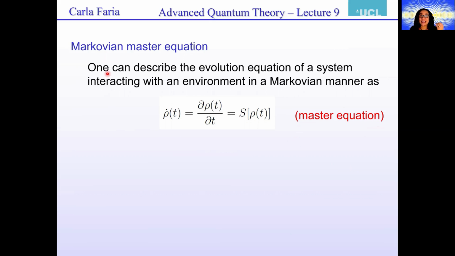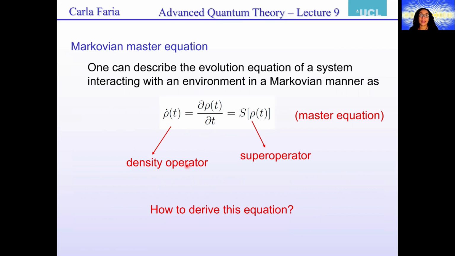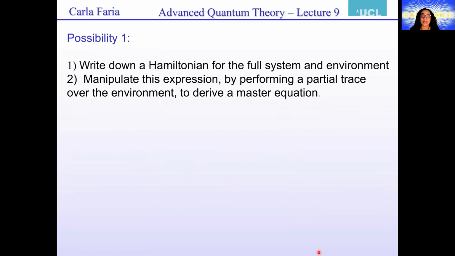So this is an equation which is describing an evolution of a system in a Markovian manner. So this is a super operator, and this is the density operator of the reduced system, that would be the system we're trying to analyze. So how can we derive this equation? We need some explicit form of this equation. And this is something that we would like to establish, and we don't know how we are going to derive that. So this is a question that we'll ask ourselves.